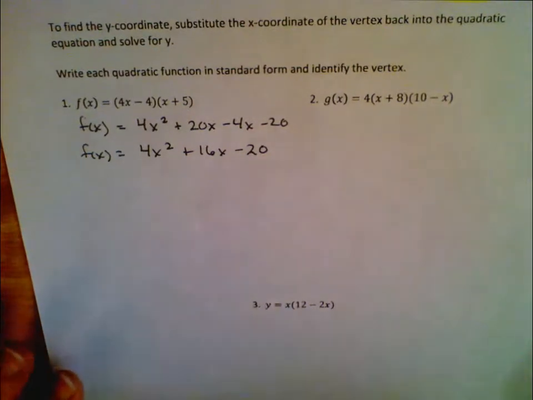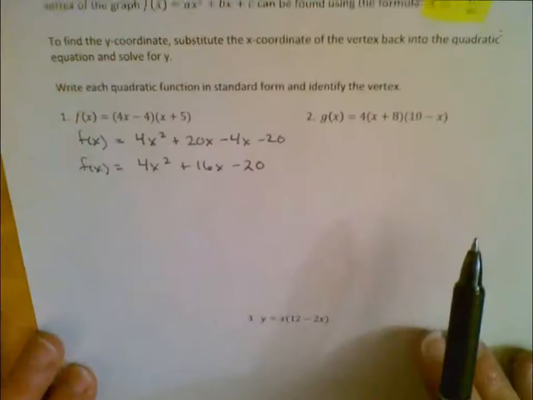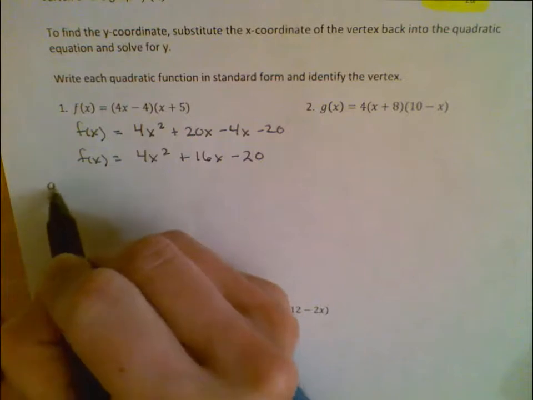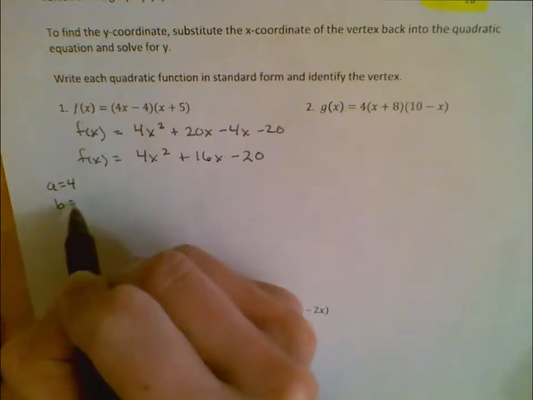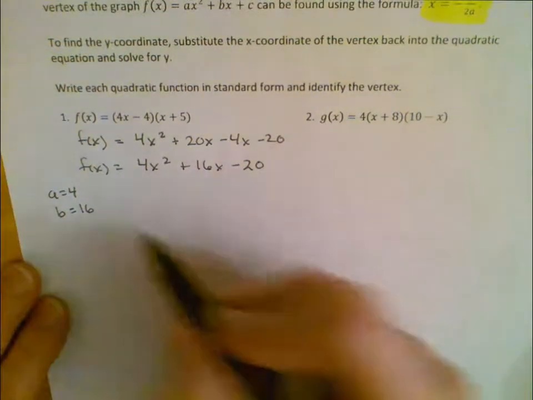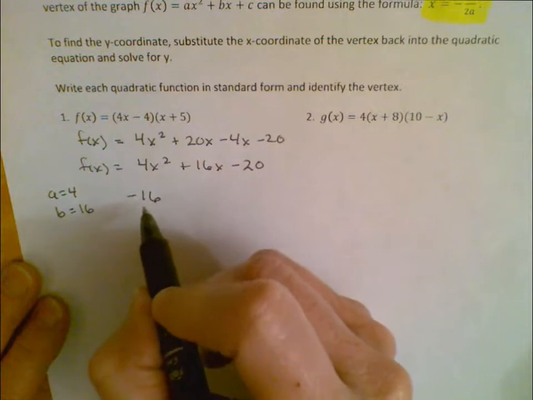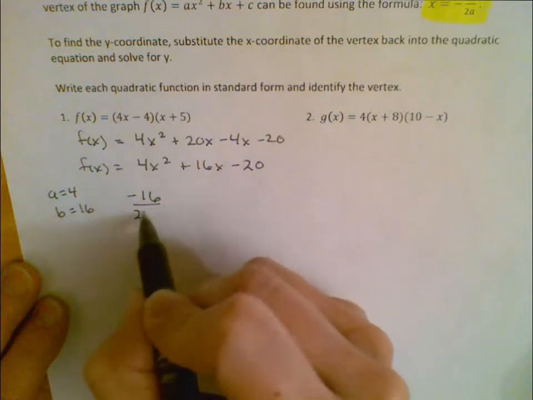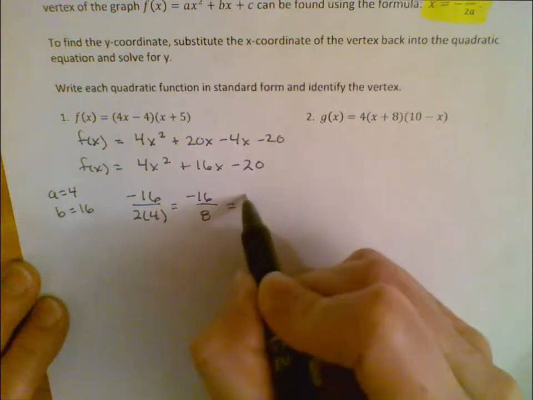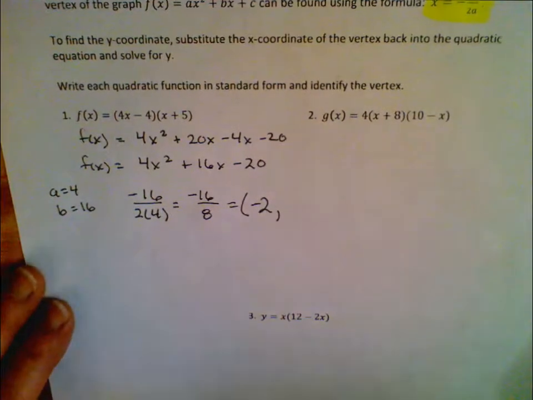Now, here's where I'm going to use my formula, negative b over 2a. So my a is 4, and my b is 16. So I'm going to do the opposite of b over 2 times a, and I'm going to simplify that, and that's going to give me the x-coordinate of my vertex.